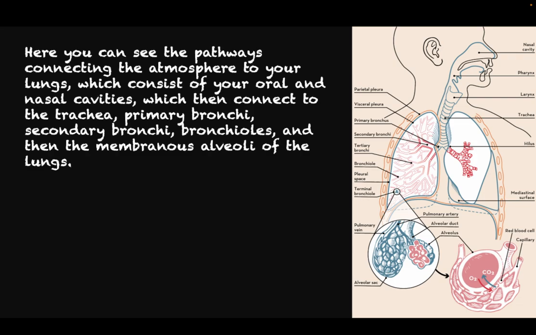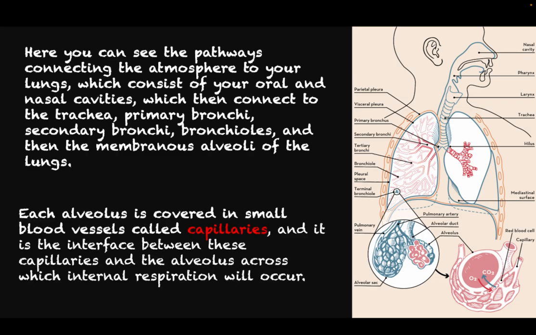So in this diagram from your textbook, you can actually see the pathways that connect the atmosphere to your lungs. And this consists not only of your oral and nasal cavities, which you can breathe in through either one. Both of these connect to your trachea or windpipe. Your trachea is continuous with your primary bronchi, which connects to both your left and your right lung. And then your bronchi deviate into secondary bronchi, bronchioles, and then finally the terminal bronchioles connect with those thin membraned alveoli, which are going to inflate with air, which is necessary because the alveoli is going to be where gas exchange with the blood occurs.